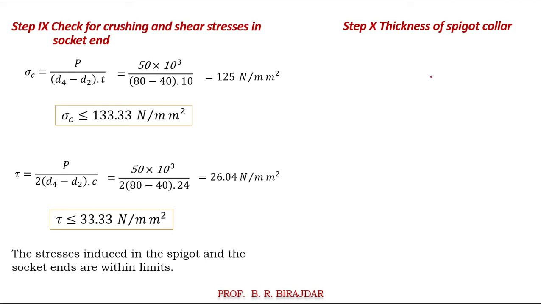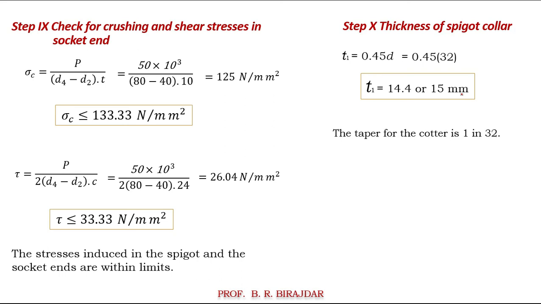Now a few parameters remain that we will find out. The thickness of the spigot collar, T1, we will find out based upon the empirical relation. T1 is equal to 0.45 times diameter. Then we will get T1 is equal to 14.4, that we will round to about 15 mm. Then again we have to consider the taper for this cotter pin. We are taking it as 1 in 32, so 1 mm difference between top and bottom when the length of the pin is 32 mm.